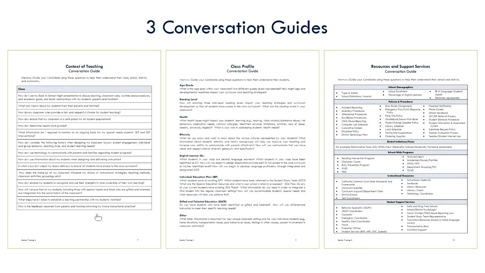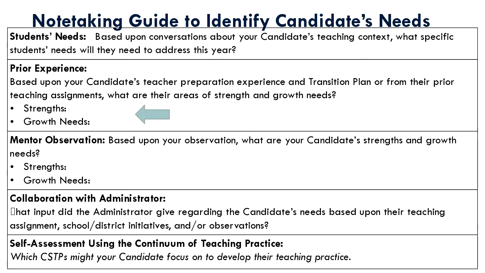These are screenshots of the 3 conversation guides provided during the first mentor training to support the conversations between mentors and candidates at the beginning of the year as they get to know and understand their students' needs. In prior experience, the candidate and mentor should identify the strengths and growth needs based on the candidate's teacher preparation experience, the transition plan completed at the end of student teaching, or previous teaching experiences.